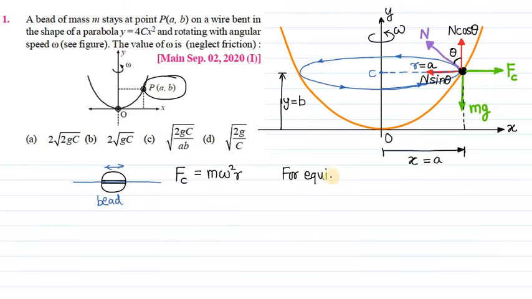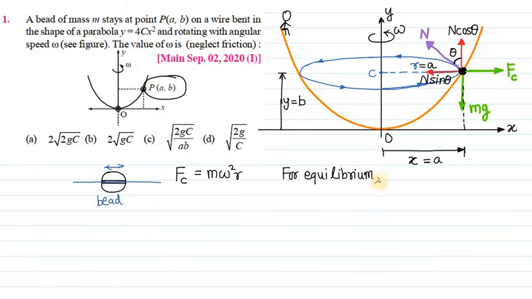If you observe it from the frame of reference of the rotating wire, that means imagine that there is an observer sitting on the parabola, and along with the parabola he is also rotating with angular velocity omega. Then the bead will appear to be at rest for him.